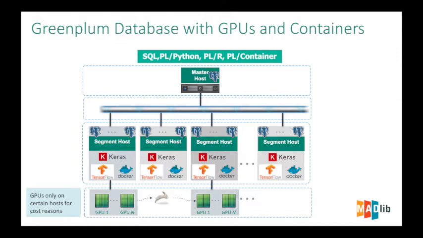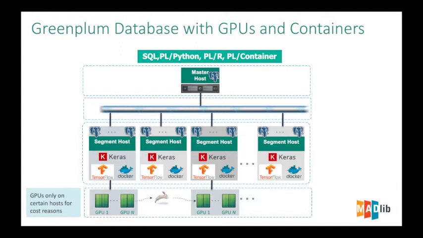Let's say you have four segment servers, like segment host 1, 2, 3, and 4. And due to cost reasons, you can have GPUs on only two segments, and then the remaining two can be running on CPUs. So of course, all of them will have CPUs, but GPUs are attached only to two segment hosts, and distributed deep learning training will happen only on those two segment hosts.